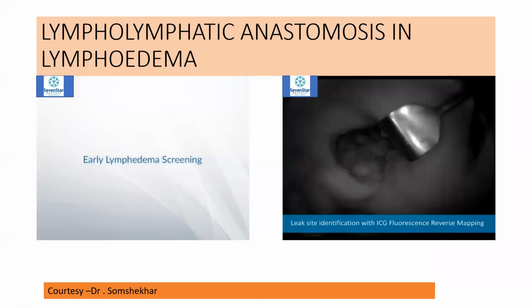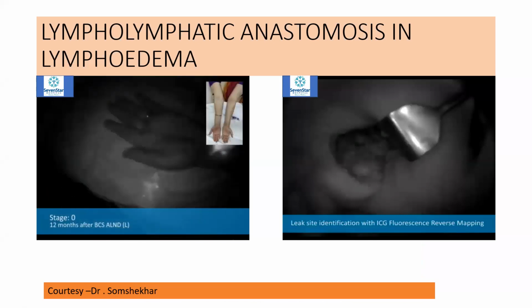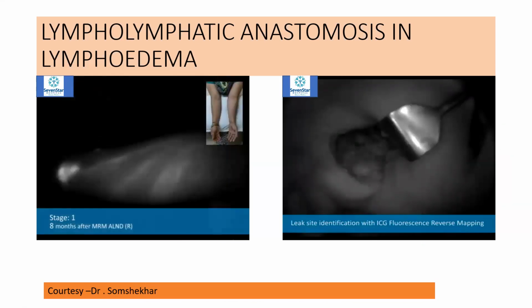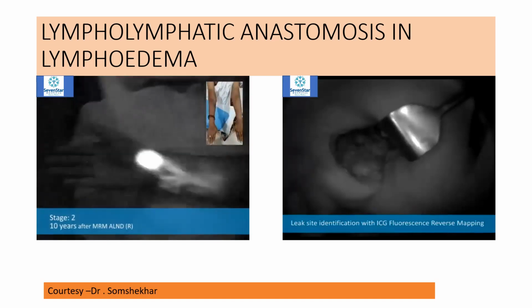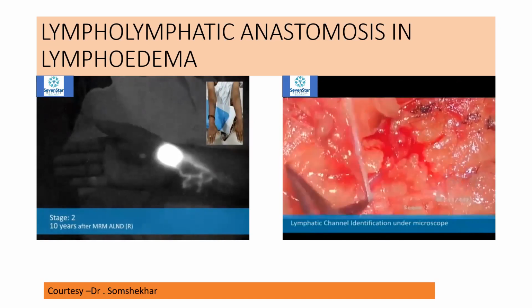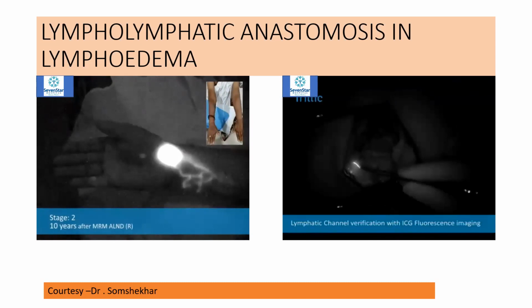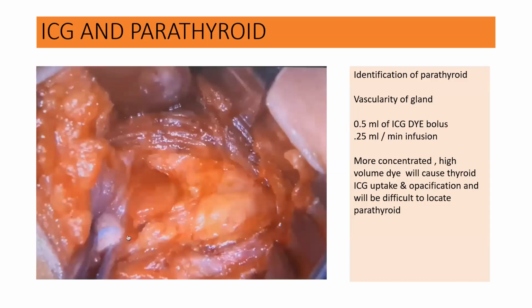Lymphovenous anastomosis, we have seen this. This is courtesy Dr. Somashekar. Patients of CA breast are having lymphedema because of lymphatic obstruction. The lymphatics are identified and anastomosed to a nearby vein, thereby reducing the lymphedema. That is how the lymphatics are identified, and they are anastomosed to a nearby vein. So organ detection and ICG is also an important point to be discussed.